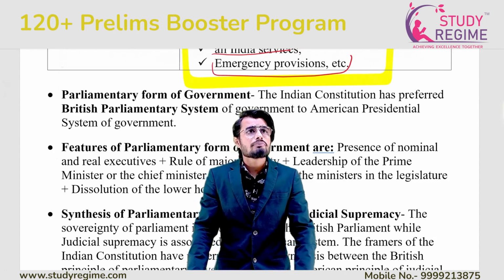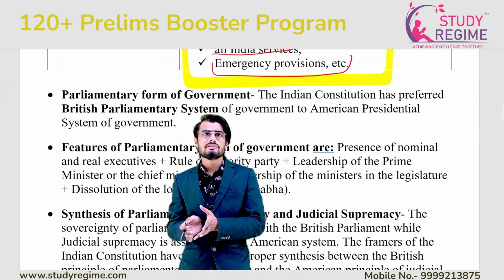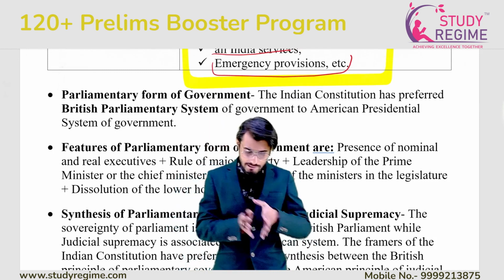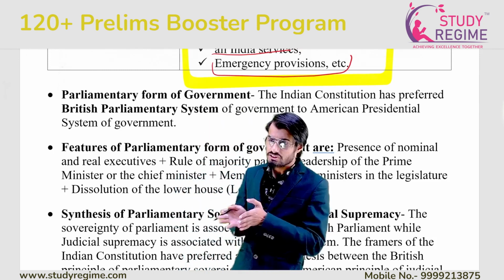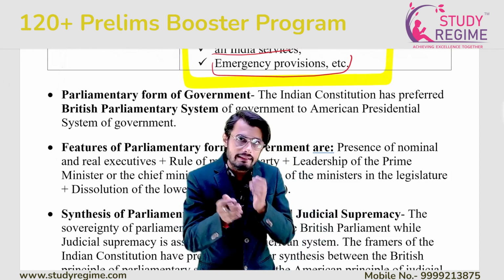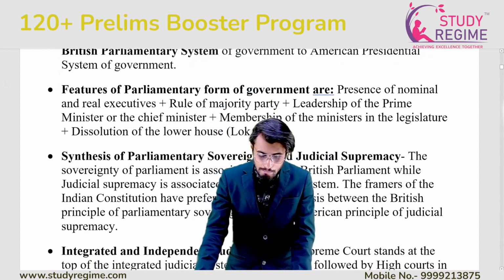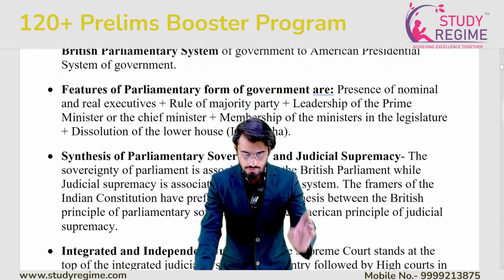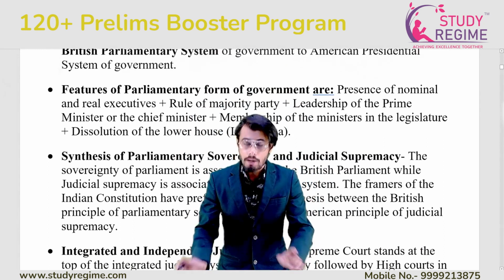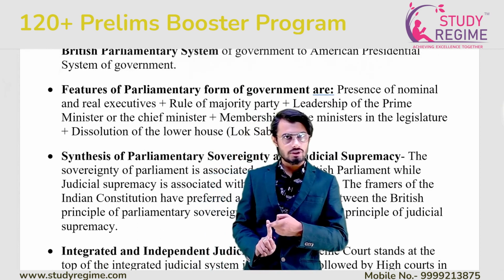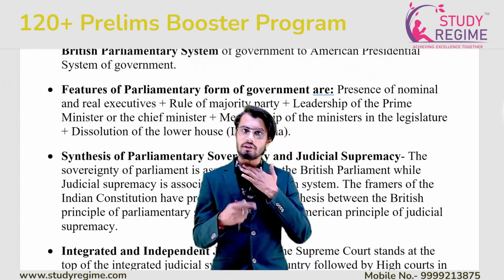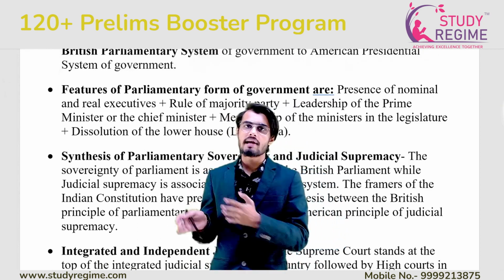Okay, here comes the question, sir: what is the American presidential system of government and what is the British parliamentary system? We will be discussing it again in detail, but in the later part, so stay tuned. Features of the parliamentary form of government are over here. Presence of nominal and real executives. For example, you have the prime minister, the real one, and the president as a nominal one.